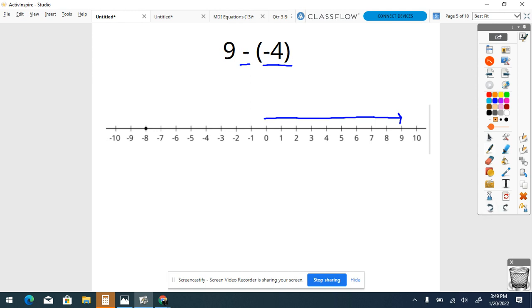Okay, so remember, minus a negative, I'm taking away negatives, so I'm adding positives to my life. So I'm at 9, I'm going to add 4 more. 1, 2, 3, 4. And this would put me at positive 13. All right, at this point, go ahead and pause the video and see if you can complete this number line on your own.